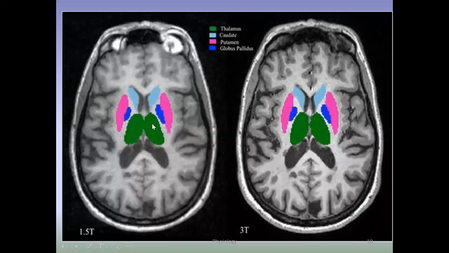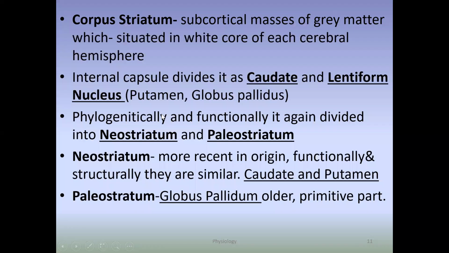Now on MRI, you can see that this structure is called the thalamus. This is the red one. This is the head of the caudate nucleus. This is the lentiform nucleus, that is the putamen and globus pallidus. So whenever you see an MRI film, you can see these structures: thalamus, head of caudate nucleus, then putamen and globus pallidus together called the lentiform nucleus. So let us see one by one.